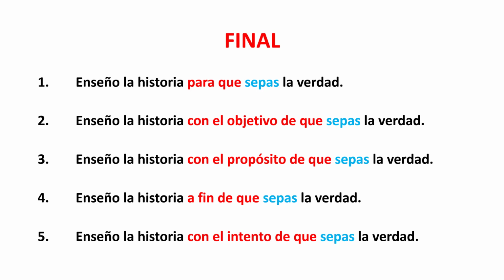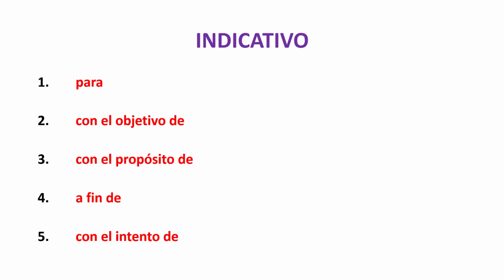Instead of using para que all the time to say so that, you can now say not only para que, but now you know how to say con el objetivo de que, con el propósito de que, a fin de que, and con el intento de que, knowing that that second verb is going to flip to the subjunctive if you use 2 separate subjects in the sentence. Que is going to be thrown in as a connector as well between those 2 subjects.